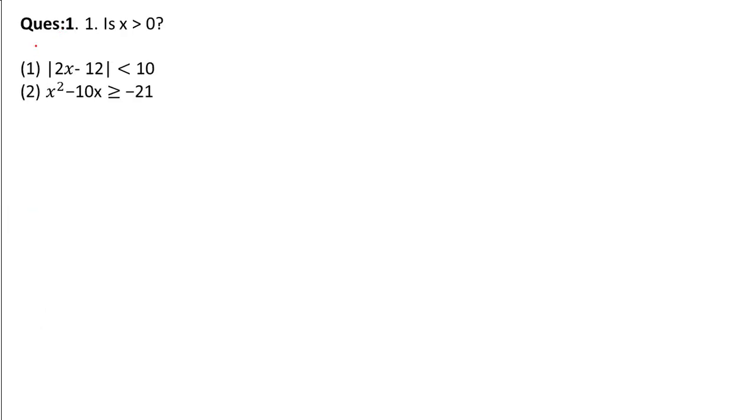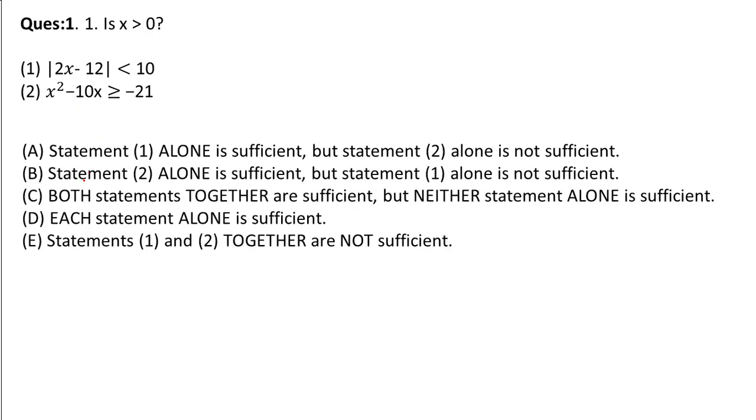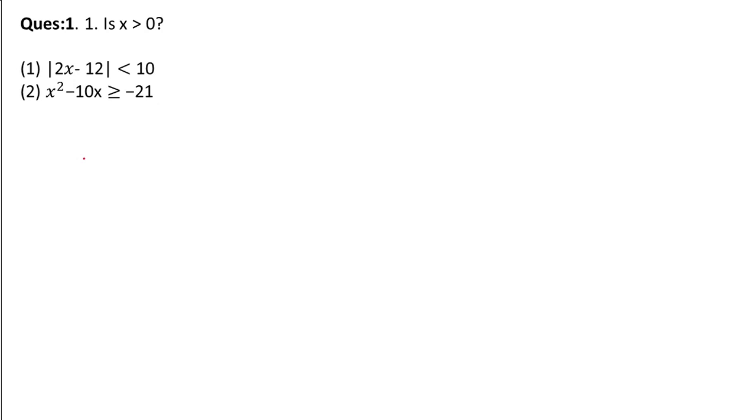So moving to question 1 of our flash test. It says, is x greater than 0? The two statements are: modulus of 2x minus 12 is less than 10, and x square minus 10x is greater than or equal to minus 21. These are the 5 option choices. This is a DS question, or data sufficiency question.